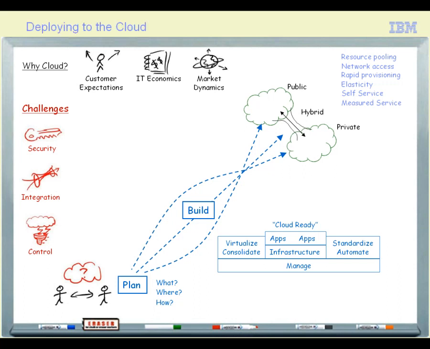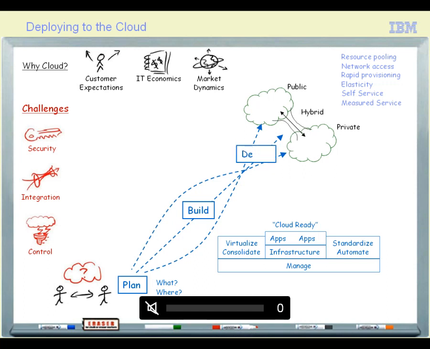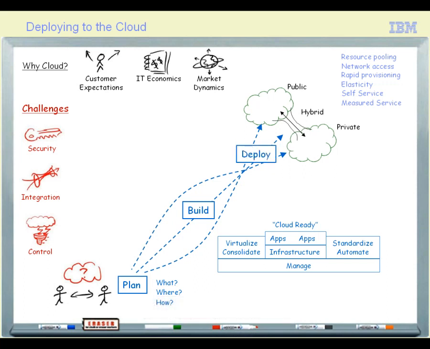So once we have the build, the next level we go to is deployment. At this point you've identified whether it's going to be a public deployment, in this case a private deployment for each of the workloads, or a hybrid. Once you have that infrastructure in place, now you're turning the switch and providing that as a service for your users as you go through.